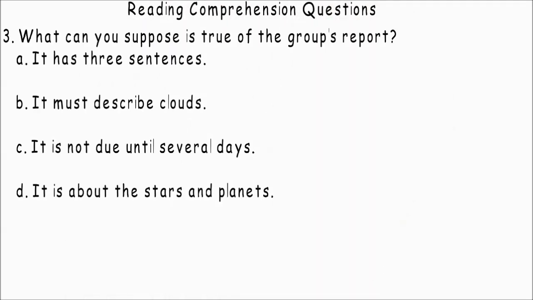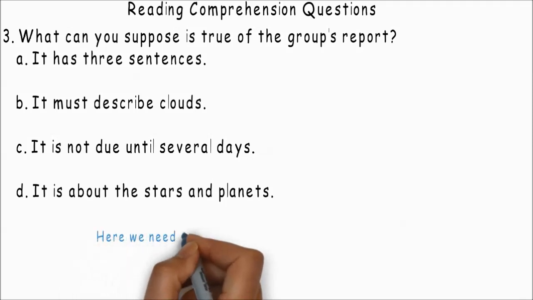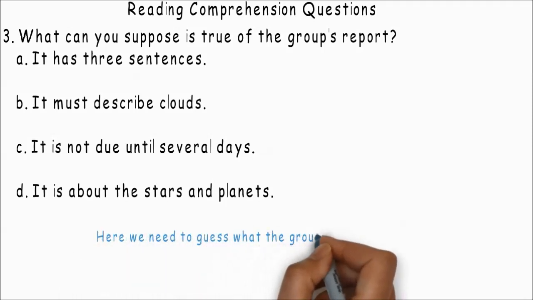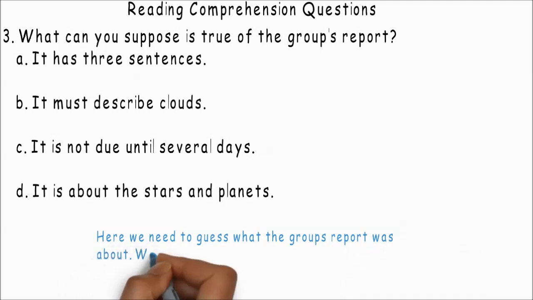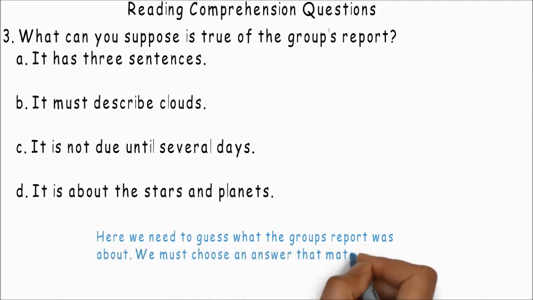Comprehension question 3. What can you suppose is true of the group's report? A. It has 3 sentences. B. It must describe clouds. C. It is not due until several days. D. It is about the stars and the planets. Here, we need to guess what the group report was about. We must choose an answer that matches.